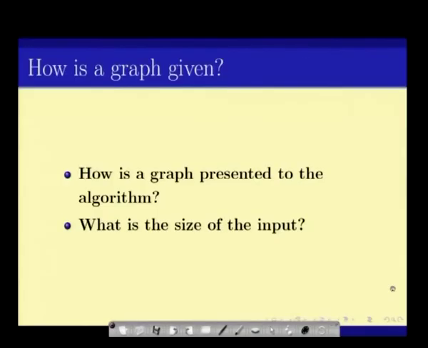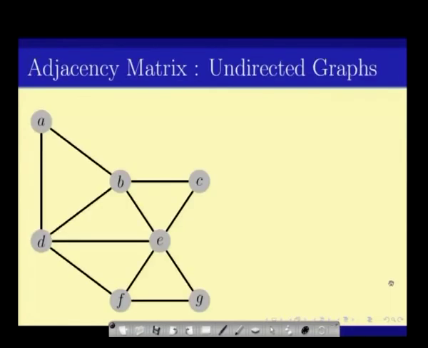Now, once we have understood that graphs are important, the next thing to understand is how a graph is given. How is a graph presented to an algorithm? As I said, a graph is not given in the way a drawing is done. And what is the size of the input? To understand that, there are 2 usual standard ways of representing a graph, and they give us 2 different sizes.